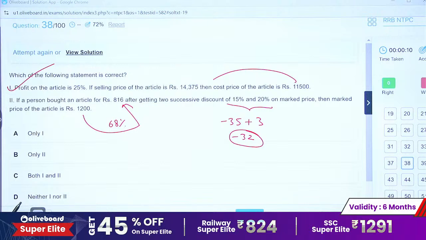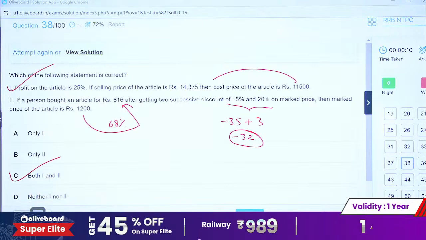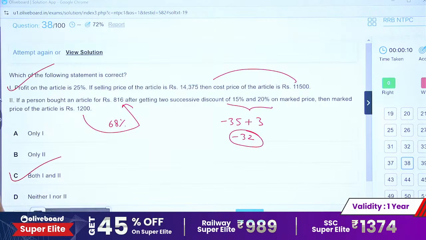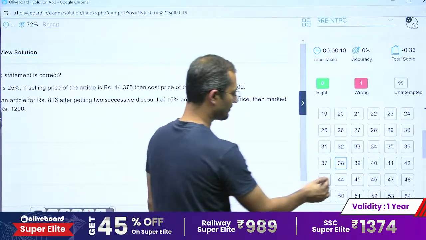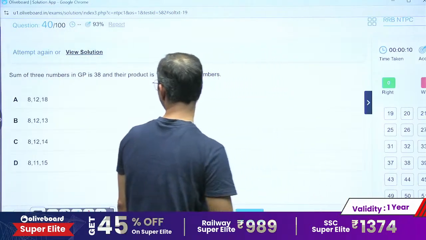Yes. Is this clear? Yes. Okay. So we can say that both statements are correct. C part is the right answer. Yes, C part is the right answer. Okay. So moving to next question. Tell me what is the right answer.